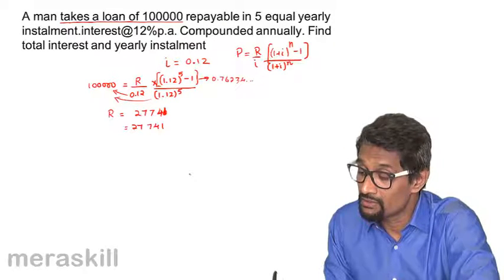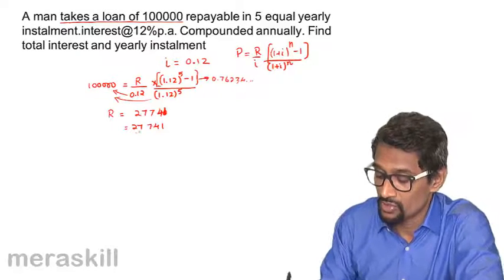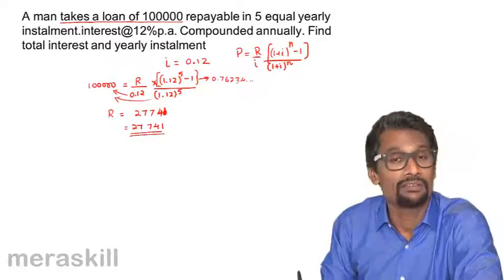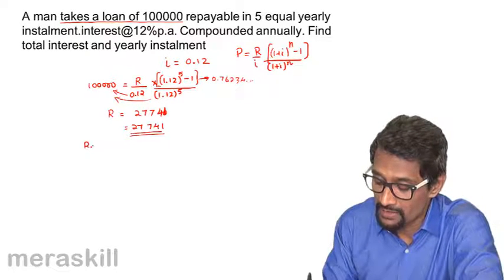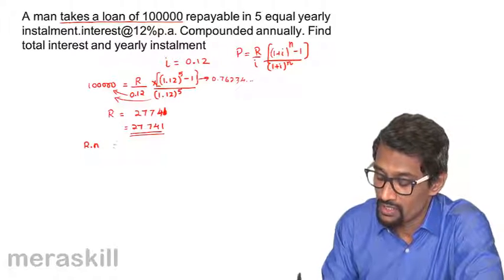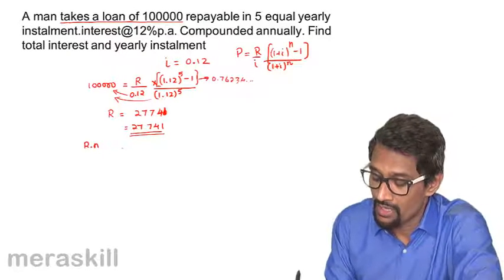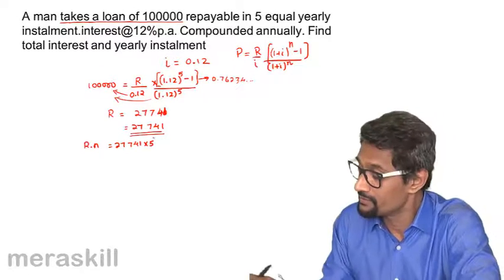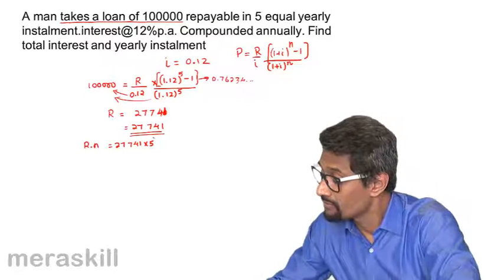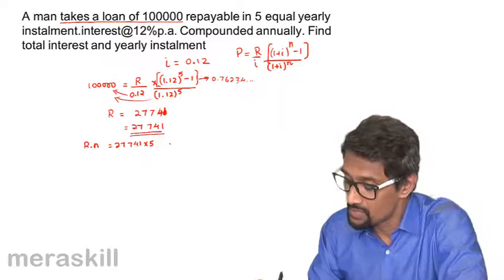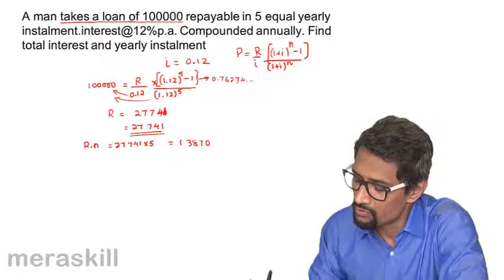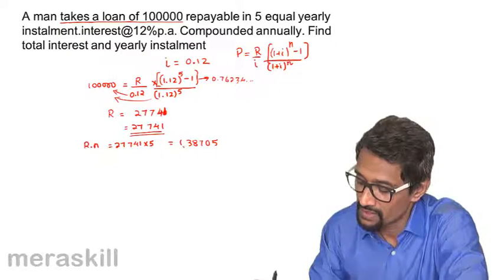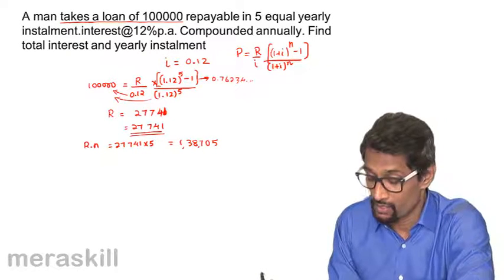Now we need to calculate the total interest and yearly installment. So the yearly installment is 27,741. Now the interest is how much you're paying. So it's going to be R into N, which is 27,741 into 5, which turns out to be some 1,38,704 or maybe 5 or something. This is the R into N.